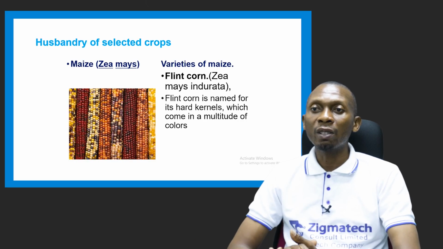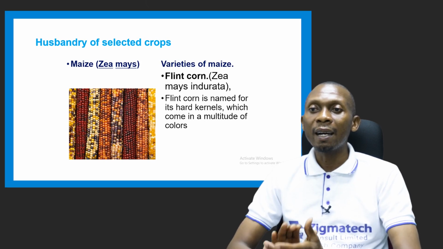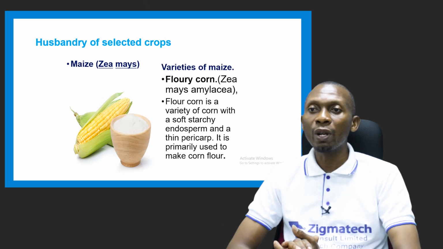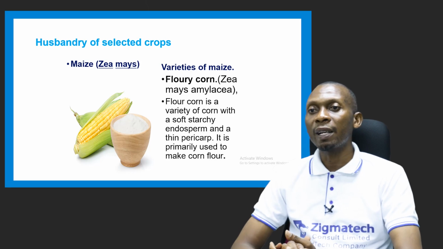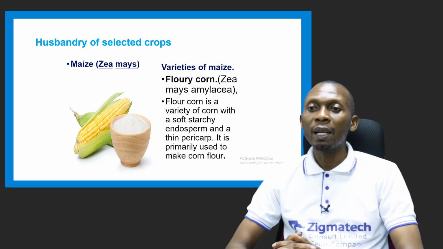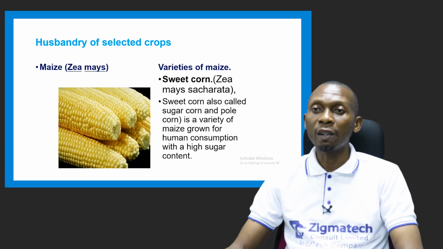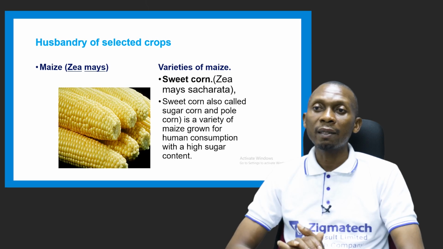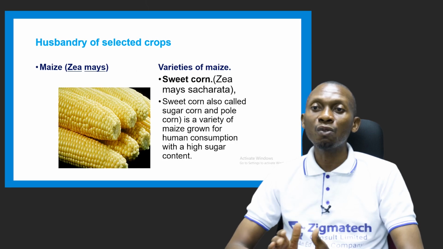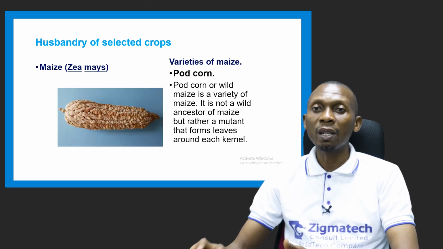We have flint corn, which is botanically called maize indurata. Now, it has a hard kernel and comes in a multitude of colors. So this is another variety of maize. We have flowery corn, which is maize amylacea. The flowery corn is a variety of corn with a soft starch endosperm and thin pericarp. Now, it's primarily used to make corn flour. We have sweet corn, which is maize saccharata, which is also called sugar corn and pole corn. It's a variety of maize grown for human consumption with high sugar content.